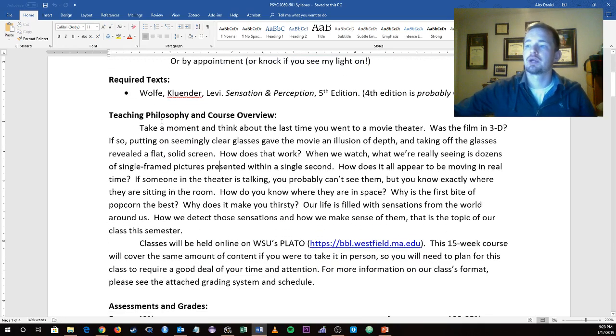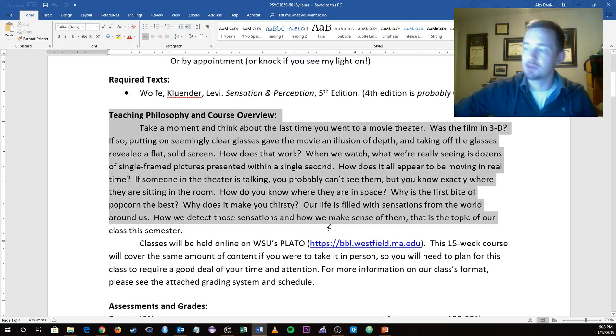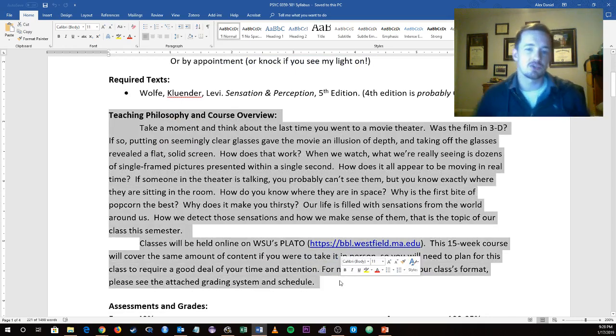Here is a quick spiel that I wrote to try to get you interested in sensation and perception, but you don't even have to read this because I just showed you some cool optical illusions, right? Cool. All right, so let's move on.